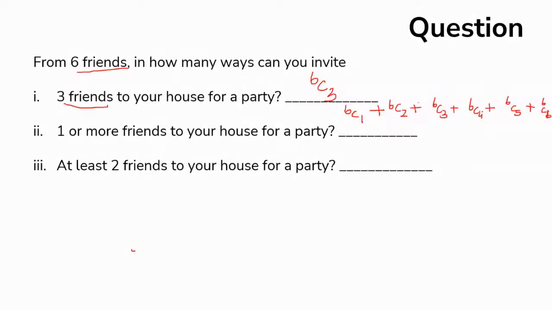And in the last case, at least two friends to your house for a party. Two friends means two is possible, or three members are possible, or four, or five, or six. So in that case, it is going to be 6C2, 6C3, 6C4, 6C5, and 6C6. So we add them. It is once again our condition.